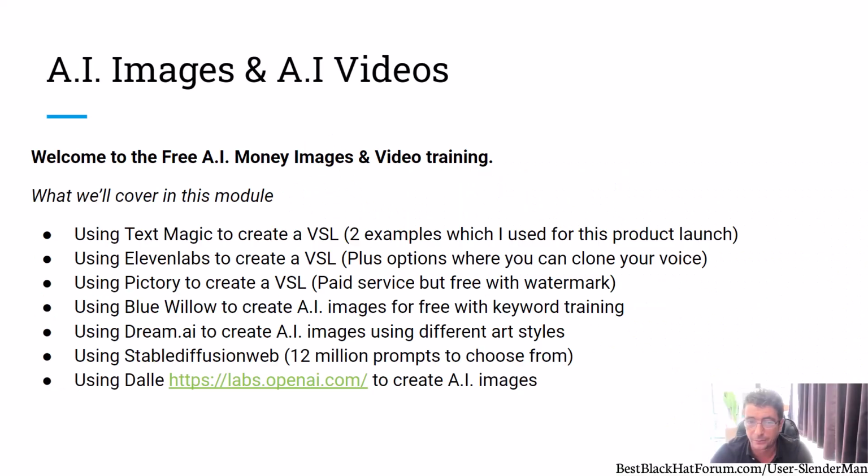It's very fast, it's very efficient, but it's free with a watermark, and obviously there's a paid upgrade option. Then we're going to talk about using Blue Willow to create AI images, and I've got a lot of keyword training to cover in that video, and all that keyword training will be relevant to basically any AI image generation tool you use. And then we're going to wrap up with 3 other image generation software such as Dream AI, Stable Diffusion Web, and DALL-E.